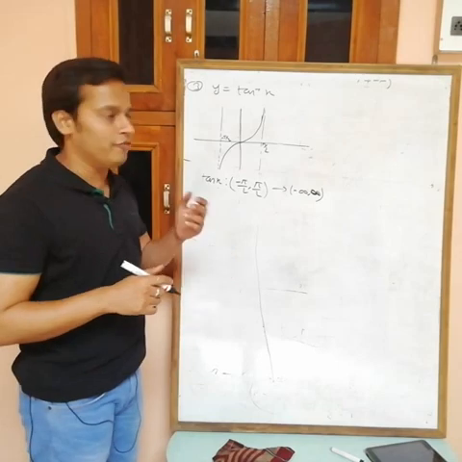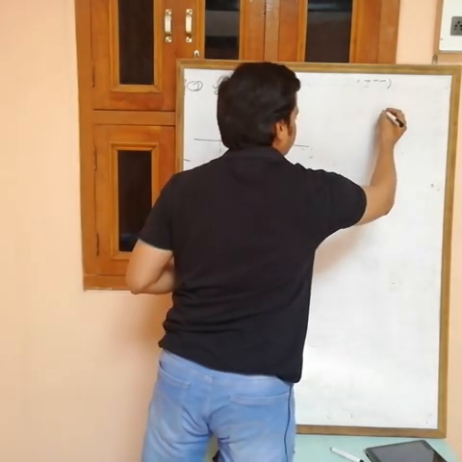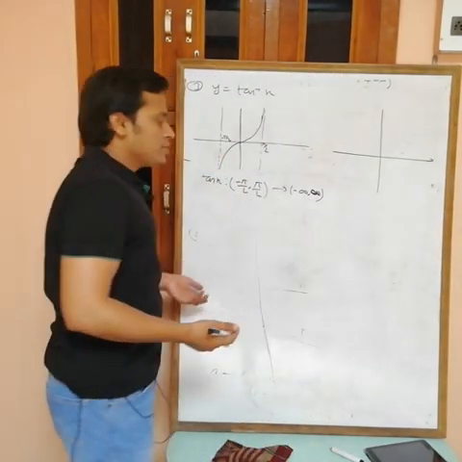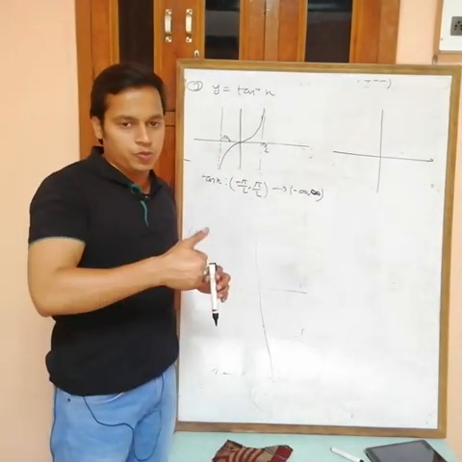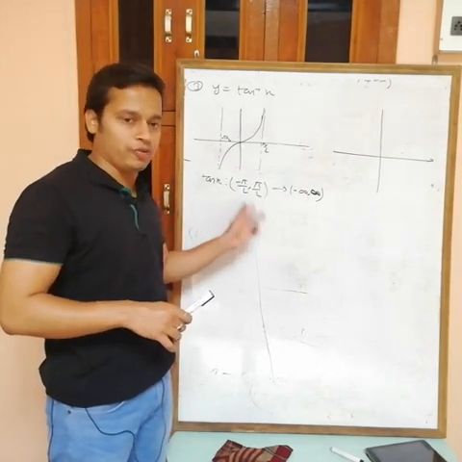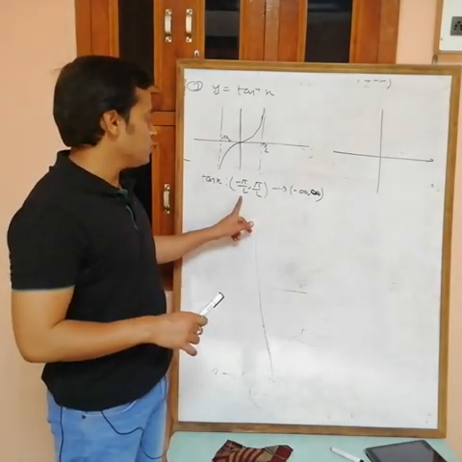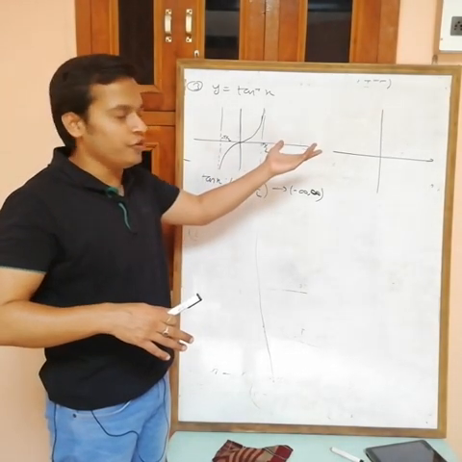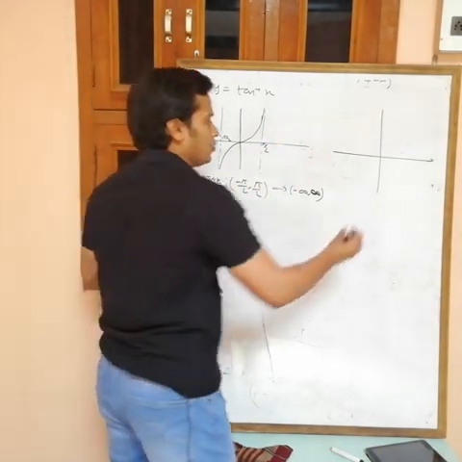Now find the inverse of this one. In case of inverse, simple thing: if a function is from A to B, then the inverse is from B to A. It means domain becomes range, range becomes domain. So the domain of this one is minus pi by 2 to plus pi by 2, open interval. So this becomes the range for tan inverse, minus pi by 2 to plus pi by 2.